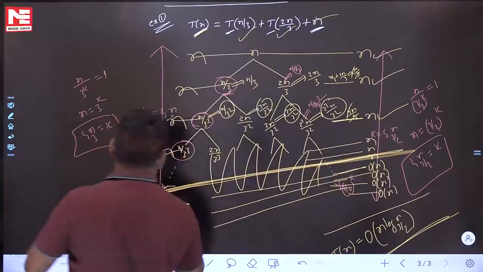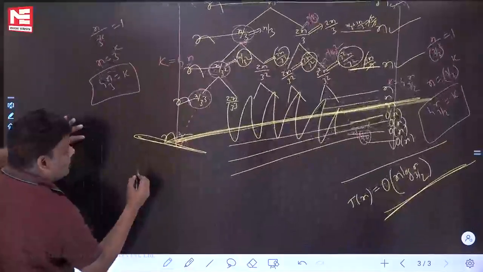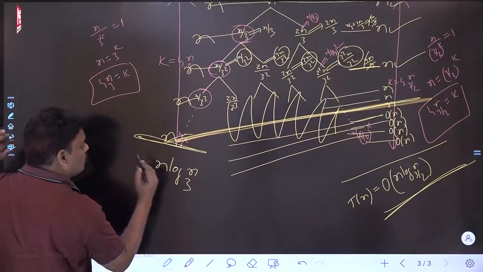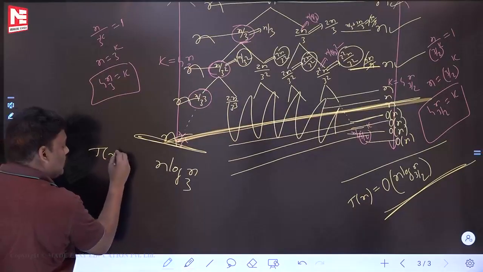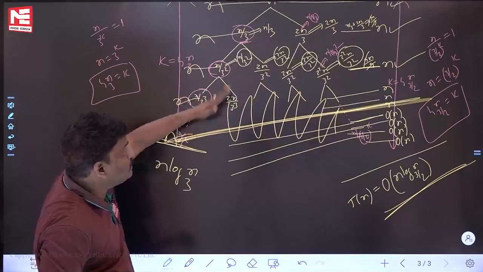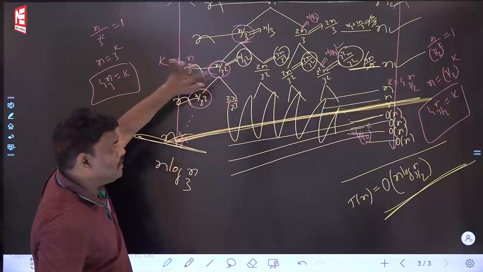Assume that I stop here. Every level is n, like that log n base 3. So what is the answer? n log n base 3. Right? Comparing with the actual answer Tn, what is Tn? Tn is going to be less on this side and more on that side. Overall it is called Tn.